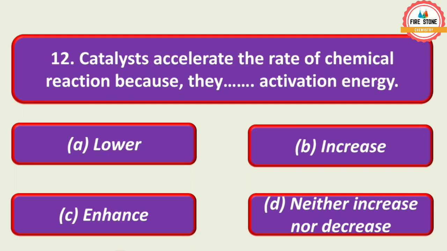Question number 12. Catalyst accelerate the rate of chemical reaction because they dash dash activation energy. And the options are A lower, B increase, C enhance, and D neither increase nor decrease. Correct option is option number A, that is lower. So the catalyst accelerate the rate of reaction because they lower the activation energy.